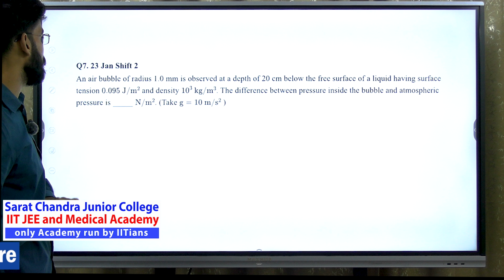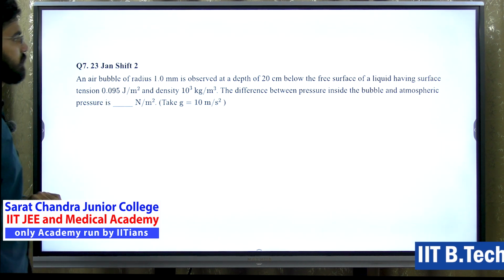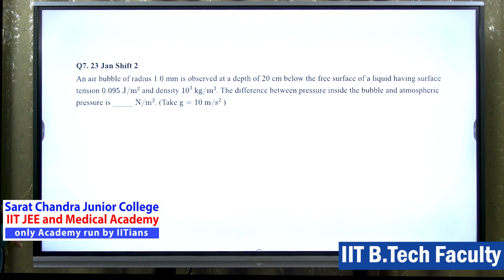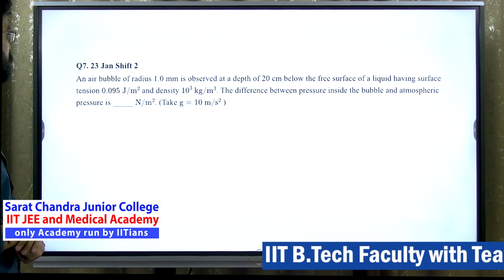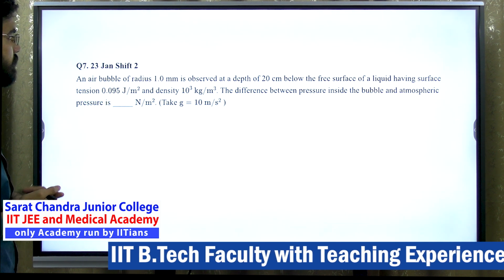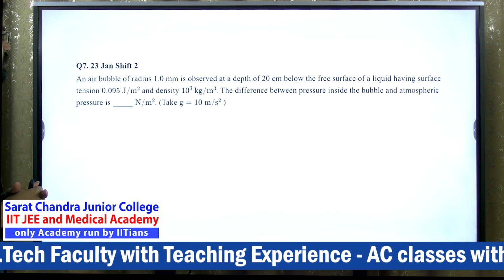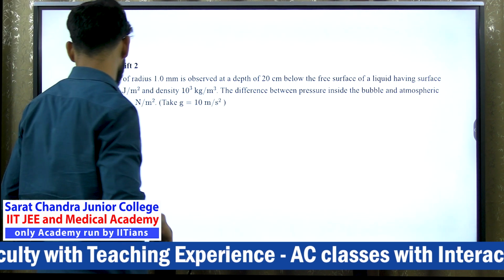Sixth, seventh. An air bubble of radius 1 millimeter is observed at a depth of 20 centimeter below the free surface of a liquid having surface tension 0.095 joule per meter square. Density is given. The difference between the pressure inside the bubble and atmospheric pressure is, okay. So depth is also there, so it is like this.